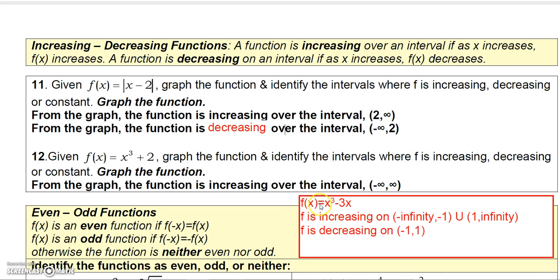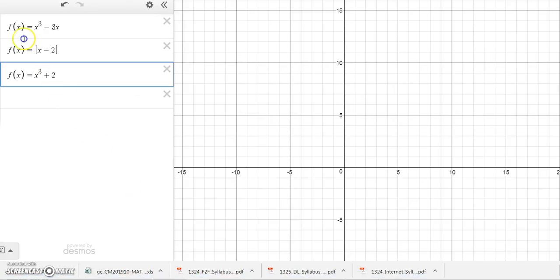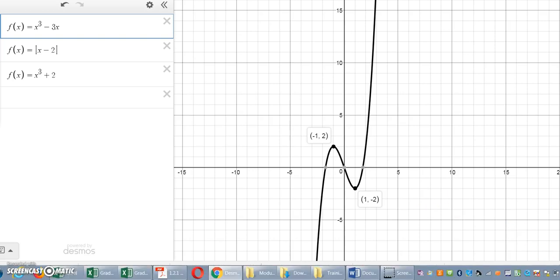Okay, I wanted to show you one more here. Here I've got f of x equals x cubed minus 3x. And if we take a look at this, notice that right here, let me label these 2 points here. Notice this function is increasing from negative infinity to negative 1, but then it's increasing again from positive 1 to infinity, but then in between negative 1 and 1, the function is actually decreasing.